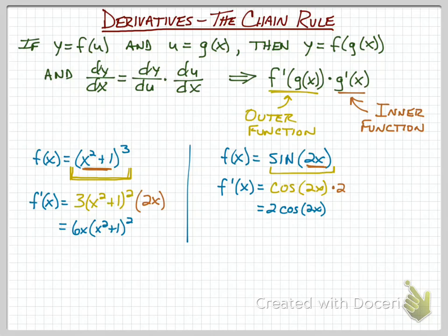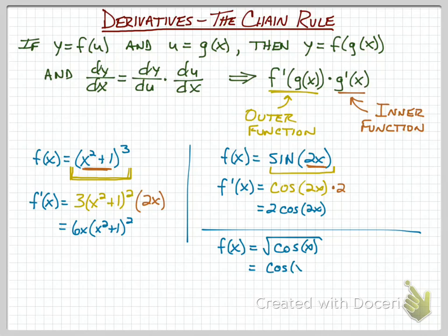Alright, we've got one more example we're going to look at. F of x equals the square root of cosine x. Having that radical sign just makes things a little more complicated, so I like to try and make those into exponents. So we're going to say cosine x to the 1/2 power. Now it's a little more apparent that we have a composite function, and we're going to need to use the chain rule.